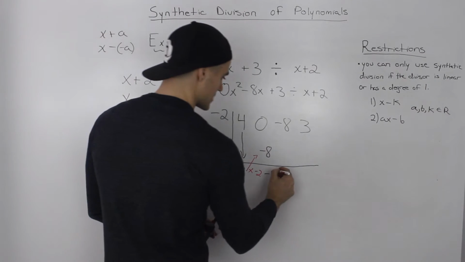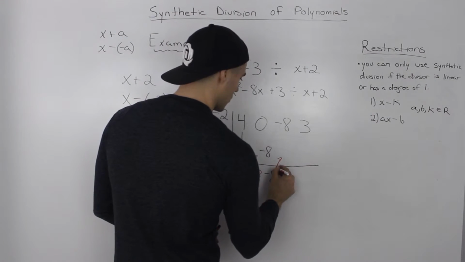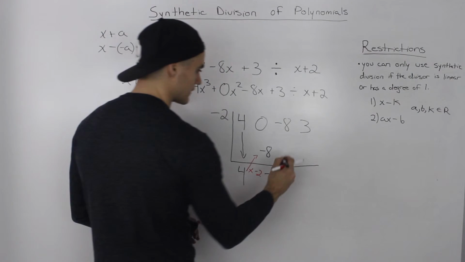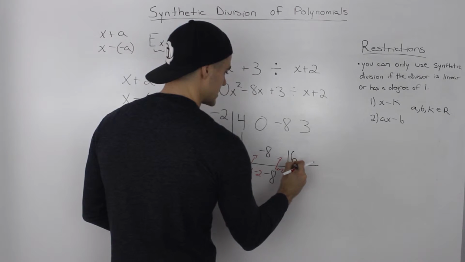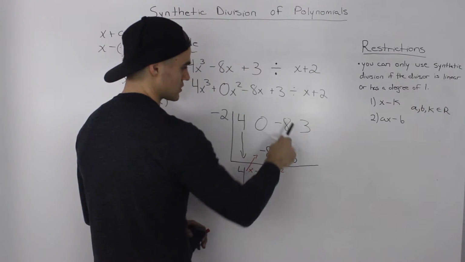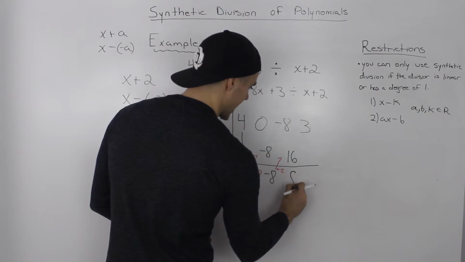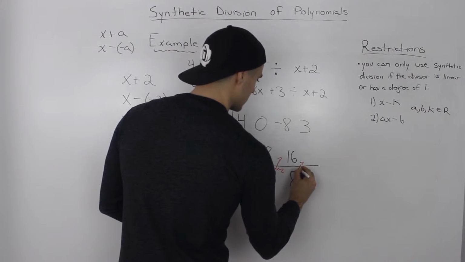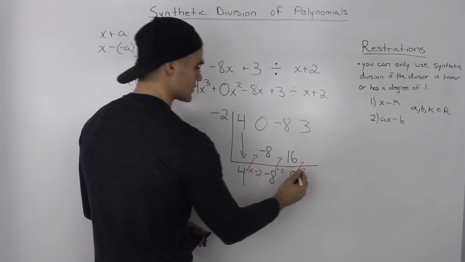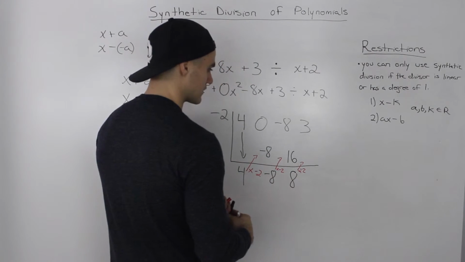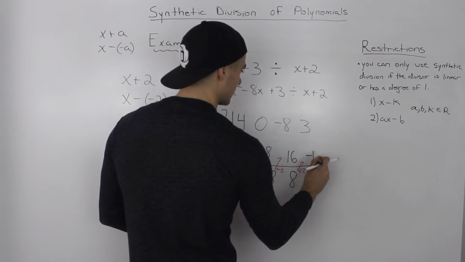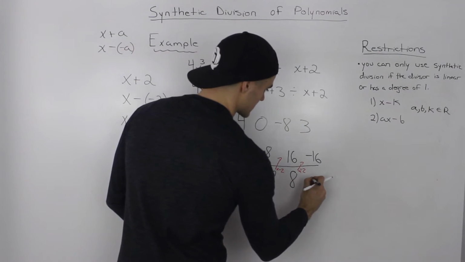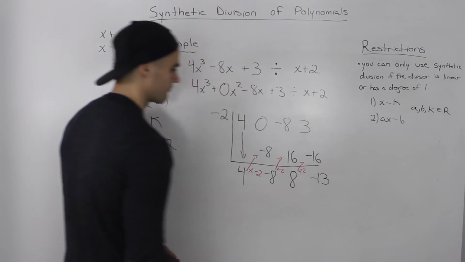And then same thing applies. We take this negative 8, multiply it by our k value of negative 2. So negative 8 times negative 2, that gives us positive 16. Then add this column here. So negative 8 plus 16, that gives us 8. Then we take the 8, multiply it by negative 2 again, our k value of negative 2. So 8 times negative 2 gives us negative 16. And then adding this column here, 3 plus negative 16, that gives us negative 13.